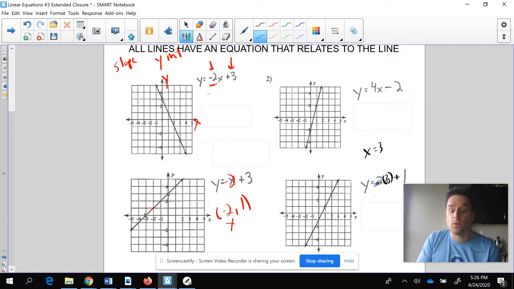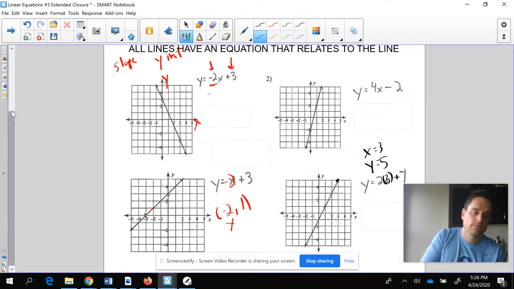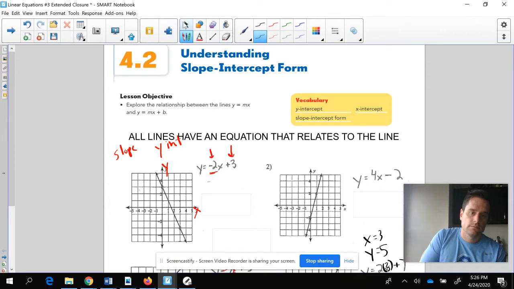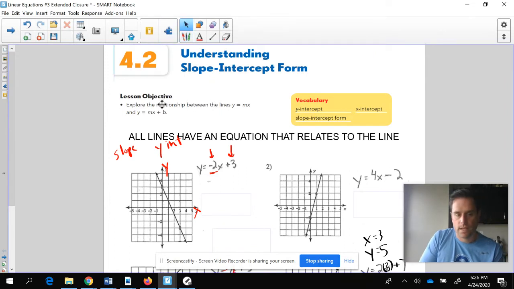So y equals 2 times 3 plus a -1. So y is 5. Much better, Mr. Schreiber. So go here. X is 3. Go over 3. Up 1, 2, 3, 4, 5. Bam! That hits. And that's going to be the formula. So the question is, how do you write a line as an equation?